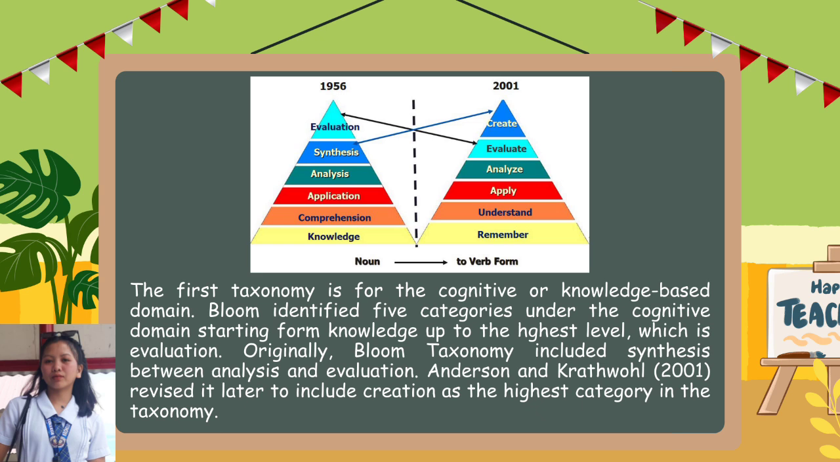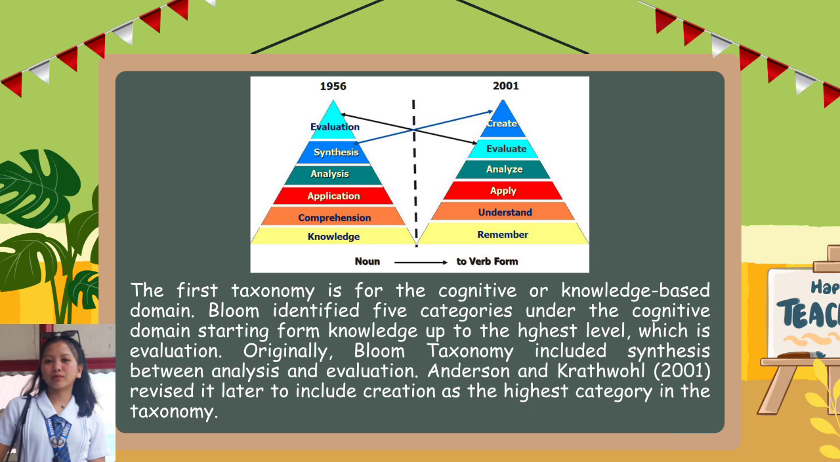So, let's talk about the revised levels. Remembering, in verb form, formerly knowledge, is retrieving, recognizing, and recalling relevant knowledge from long-term memory. The second, understanding, formerly comprehension, is constructing meaning from oral, written, and graphic messages through interpreting, exemplifying, classifying, summarizing, inferring, comparing, and explaining.